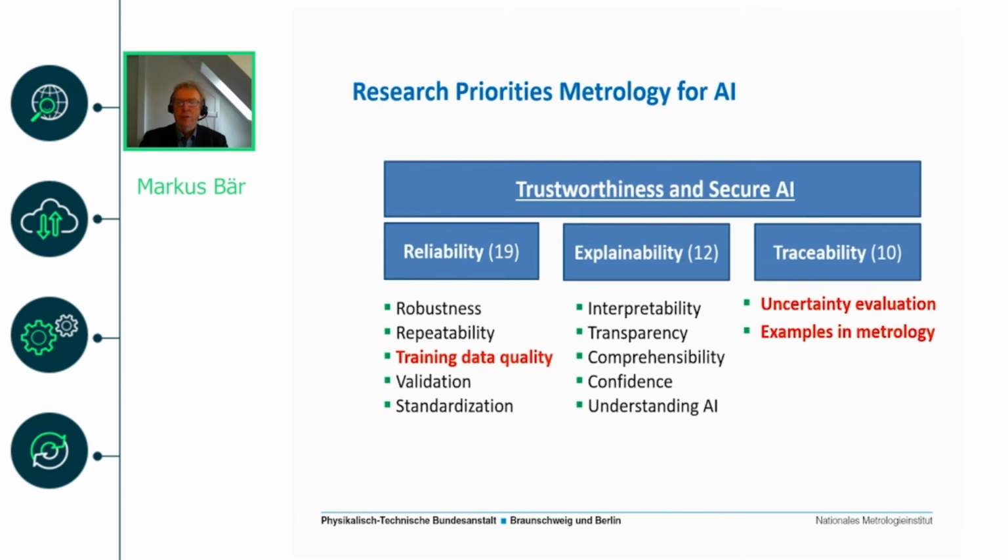For future research priorities, consequently, trustworthiness, security, and contributing to quality infrastructure were mostly cited. The training data quality featured high in the column on reliability, which in general seemed to be the most important concern for metrology institutes. I will not say much on explainability today, but certainly traceability with its uncertainty issue is a main concern, and examples in metrology should be identified and are important to put this area forward.